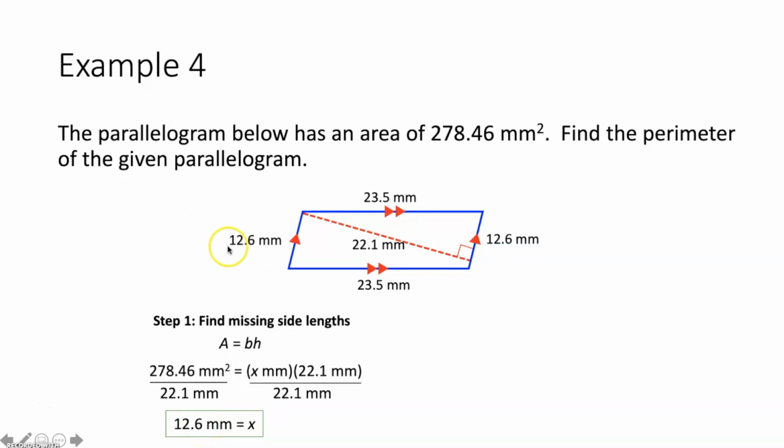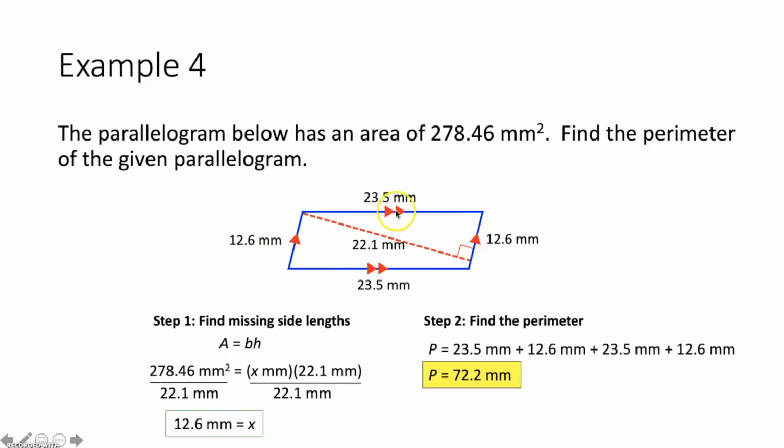So when we replace that in our figure up here, we can now calculate the perimeter of this parallelogram by adding up all of these side lengths and getting the perimeter of our parallelogram is 72.2 millimeters.